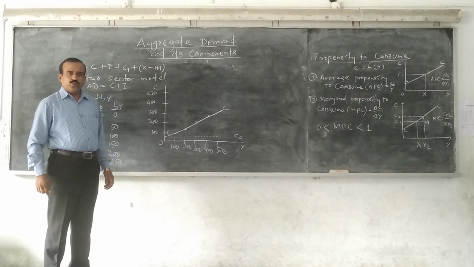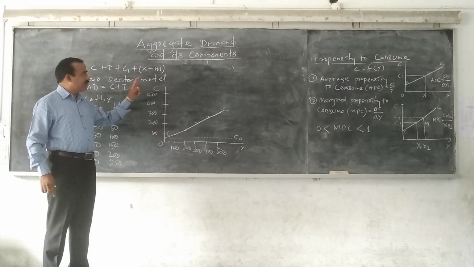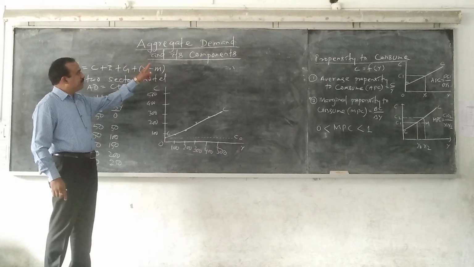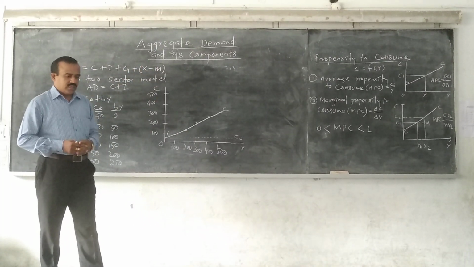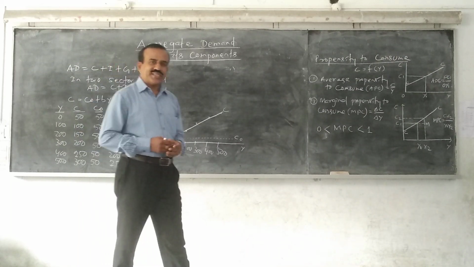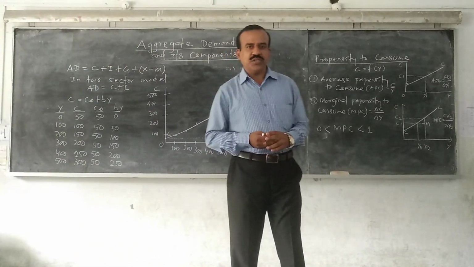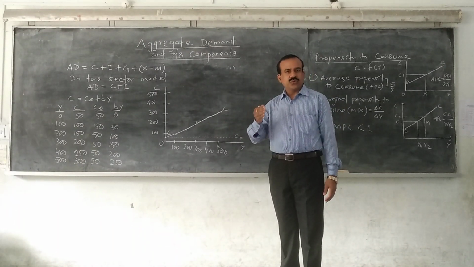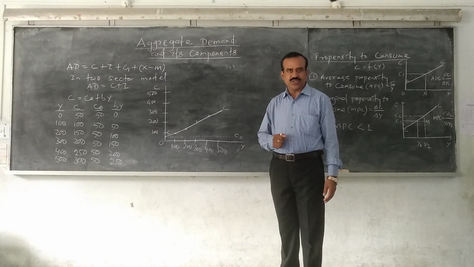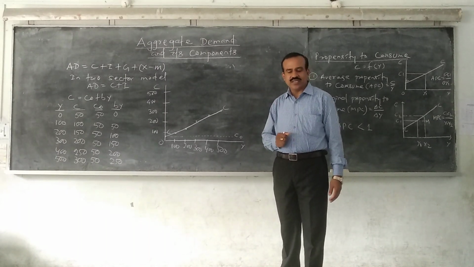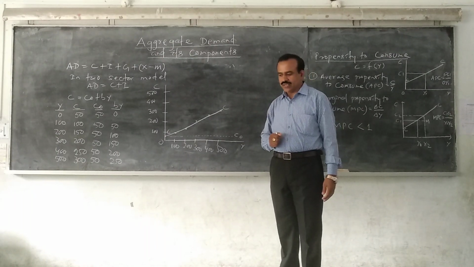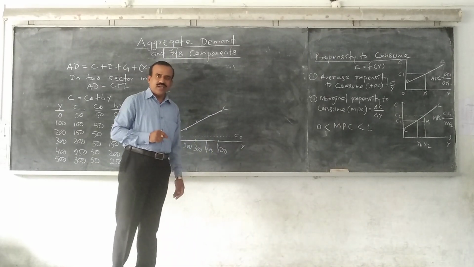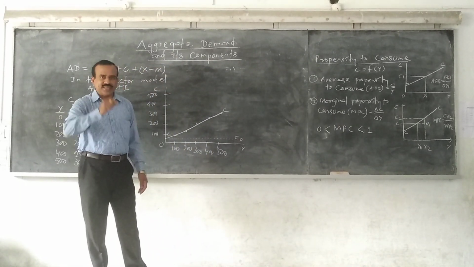Today we will be discussing one chapter of macroeconomics of class 12. It is aggregate demand and its component. According to Professor Keynes, equilibrium income, output and employment can be determined with the help of two components. One is aggregate demand and the other one is aggregate supply. Today we will discuss aggregate demand and its component in detail.